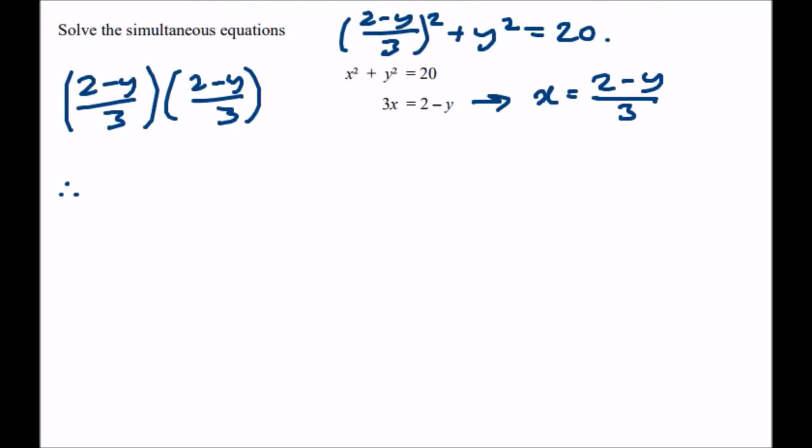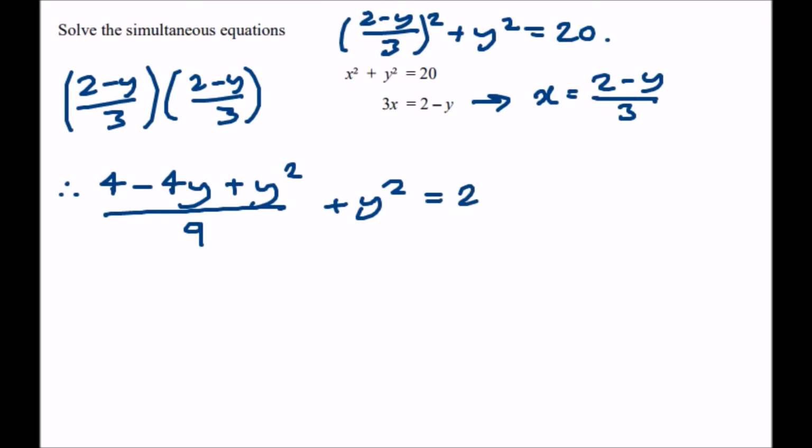Using the FOIL method on the top half, we've got 2 times 2, which gives us 4. 2 times negative y is minus 2y. And here we should get another minus 2y, so we have minus 4y. And then minus y times minus y is plus y squared. And for the bottom half, 3 times 3 is just 9, so it'll be all of this over 9. Now we just copy the rest of the equation, so we've got plus y squared equals 20.